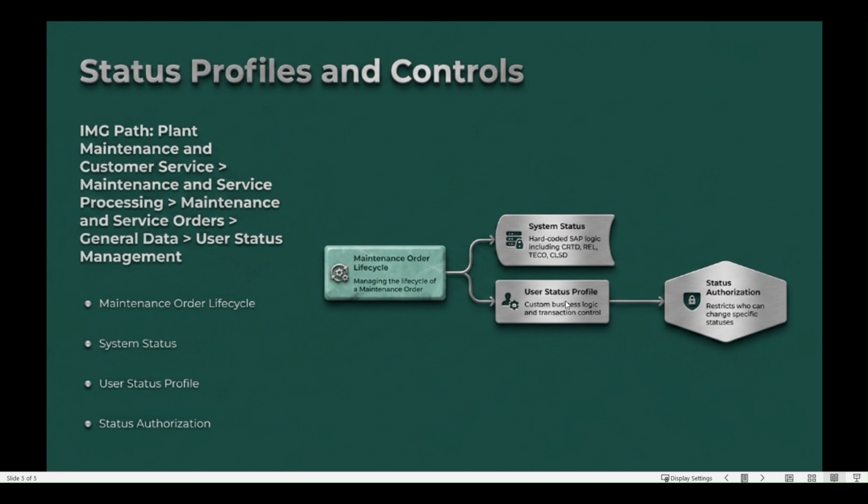Then the user status profile. System status is something where we do not have any control. It is automatic, right? But user status is something by which we can control the transactions. As I mentioned earlier, once we complete this maintenance order topic, I will upload a new video for the user status particularly, where I will show you how to configure it and what the use of user status is.